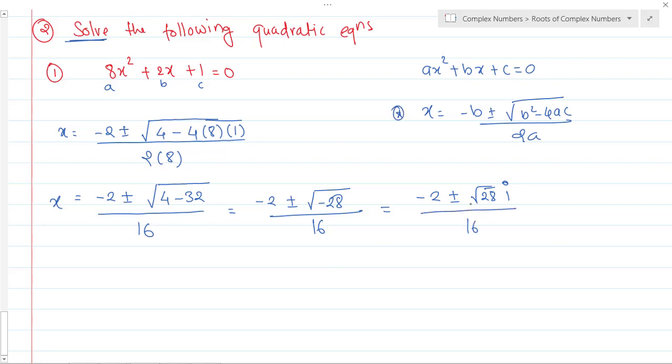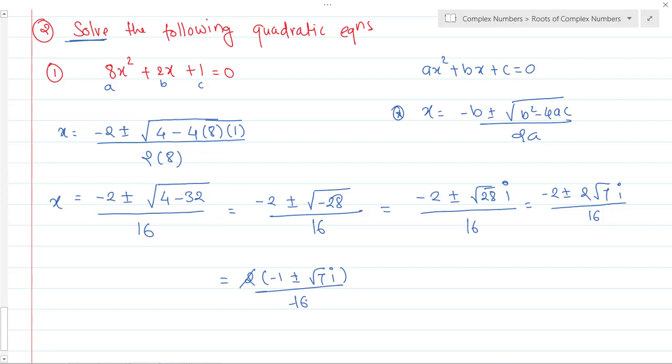If you want, you can further simplify this. 28 is 7 into 4, so it is minus 2 plus or minus 2 root of 7 into i, whole divided by 16. If I take 2 common, I will have minus 1 plus or minus root of 7 into i, divided by 8.